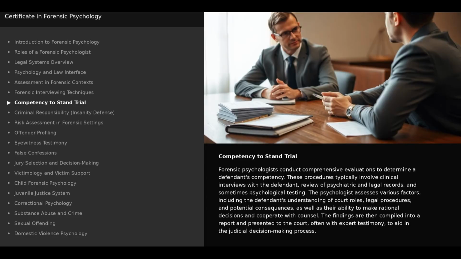Forensic psychologists conduct comprehensive evaluations to determine a defendant's competency. These procedures typically involve clinical interviews with the defendant, review of psychiatric and legal records, and sometimes psychological testing. The psychologist assesses various factors, including the defendant's understanding of court roles, legal procedures, and potential consequences, as well as their ability to make rational decisions and cooperate with counsel. The findings are then compiled into a report and presented to the court, often with expert testimony, to aid in the judicial decision-making process.